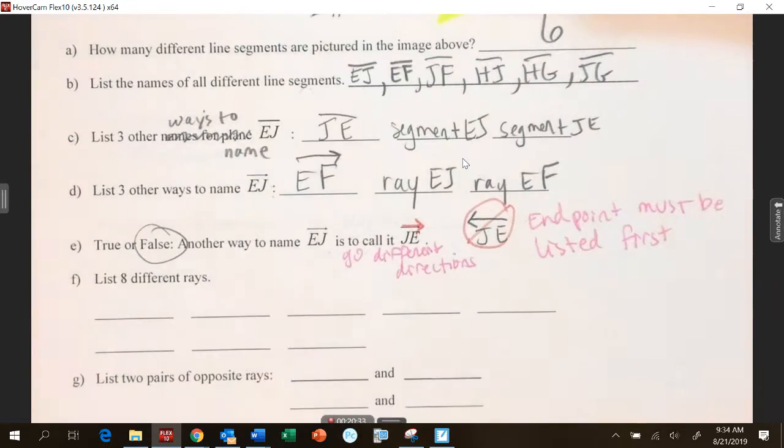All right, the next one. List 8 different rays. There's 8 of them that you can list. Try listing 8 different rays. We've already listed some of them. There's 8 different rays from that picture.